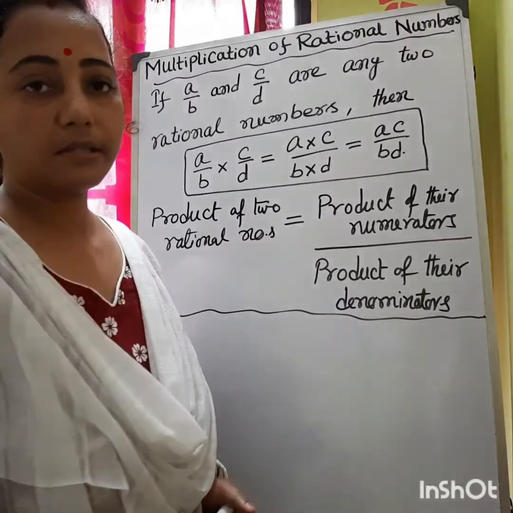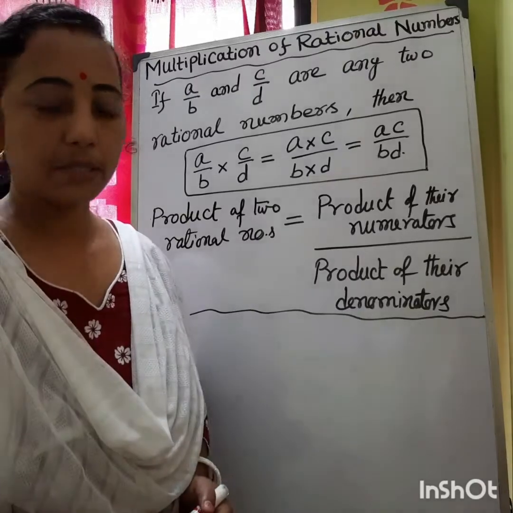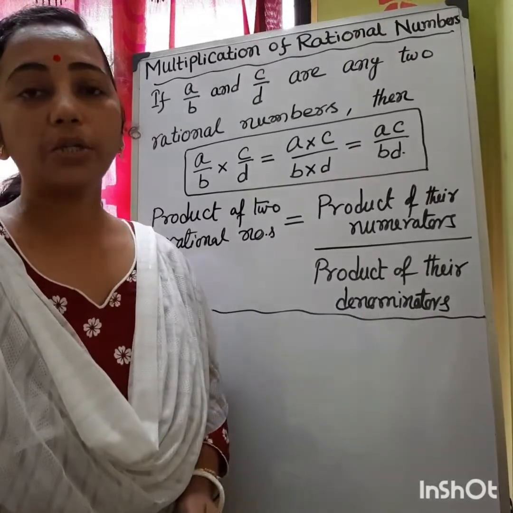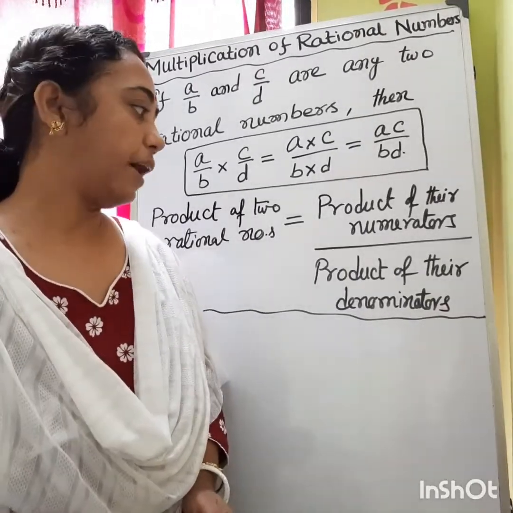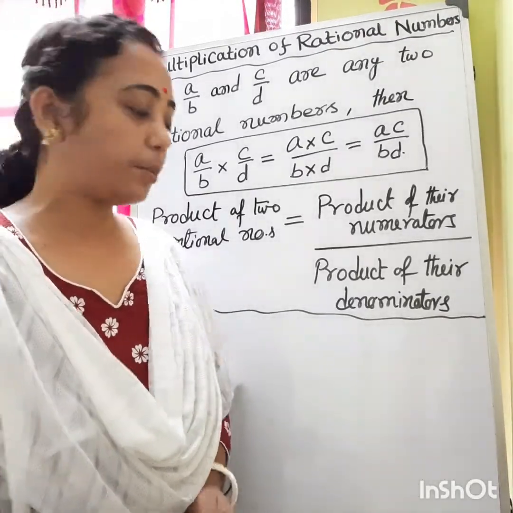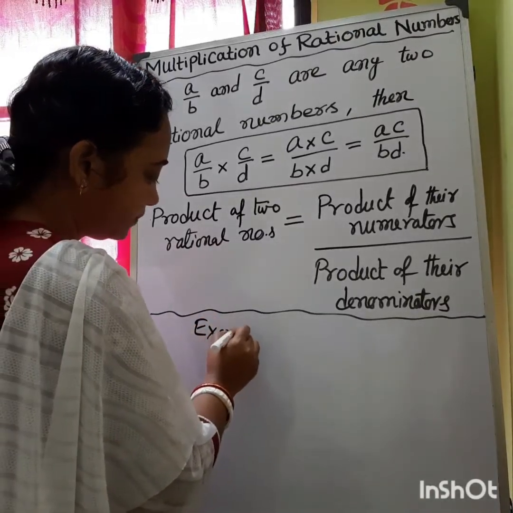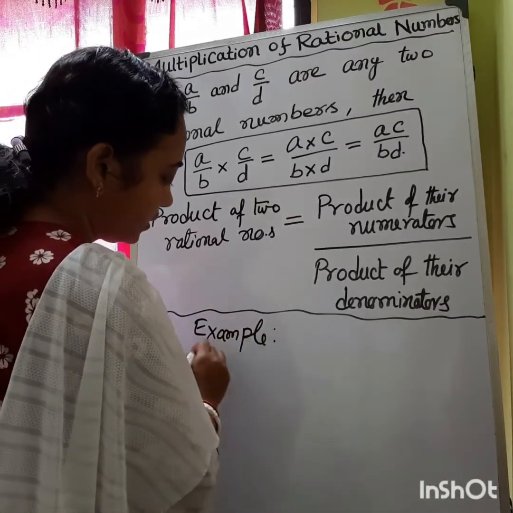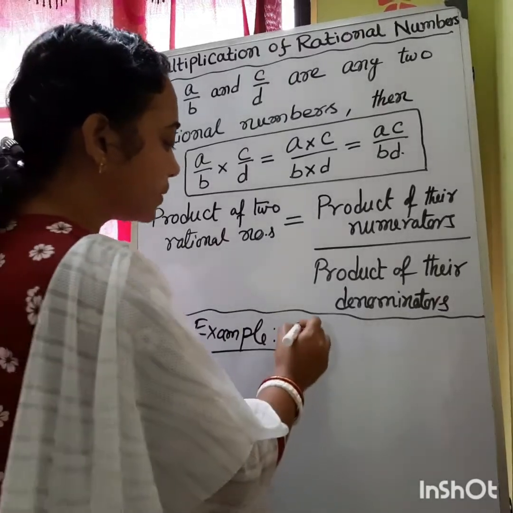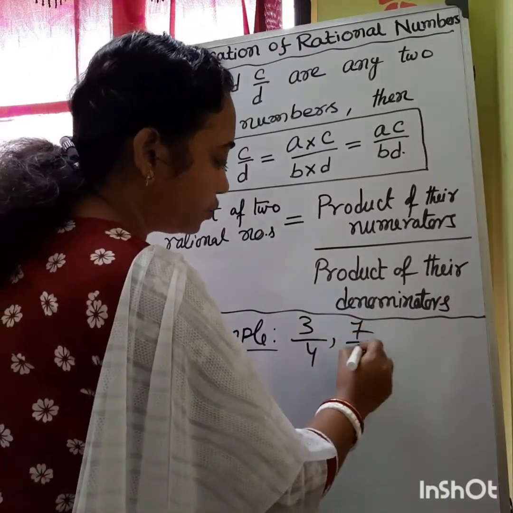We can write this in another way also: the product of two rational numbers is equal to the product of their numerators divided by the product of their denominators. For example, let us consider the two rational numbers, suppose 3 by 4 and 7 by 2.